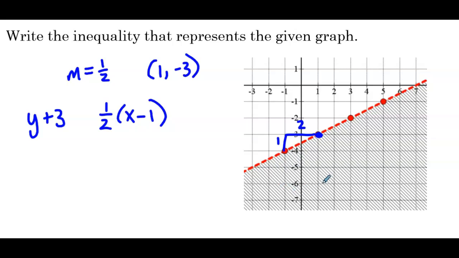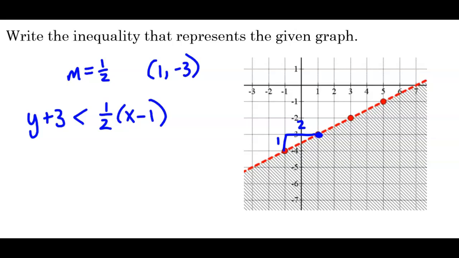Now looking at the fact that the shading is all below the line, I would say that all these points, the y plus 3 value is going to be less than 1/2 times x minus 1. Again, remember, y plus 3 equals 1/2 times x minus 1 for every point on the line. So the points below it, y plus 3 is going to be less than 1/2 times x minus 1.